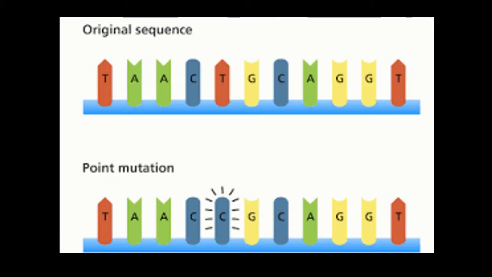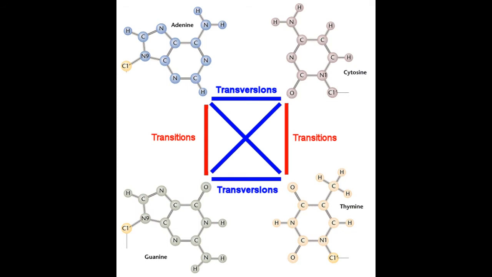A point mutation is a mutation that substitutes a single nucleobase in a DNA sequence for another nucleobase. Additionally, a point mutation can be classified as transition or transversion depending on if the substitution occurs between a pyrimidine and purine or vice versa, or between 2 purines or pyrimidines.